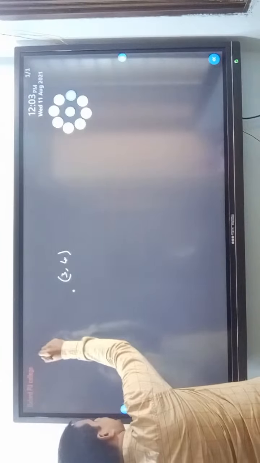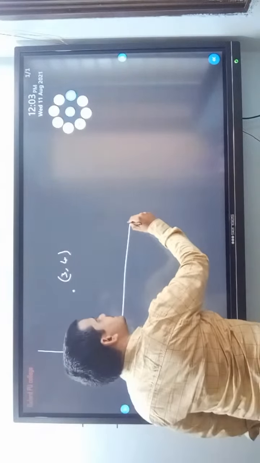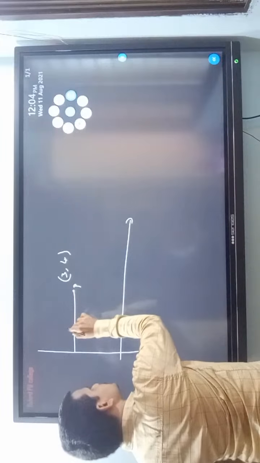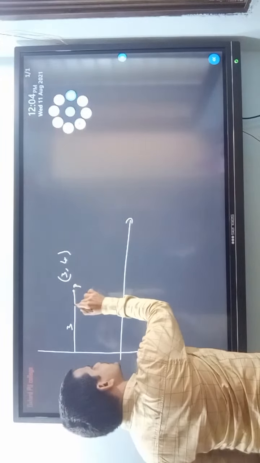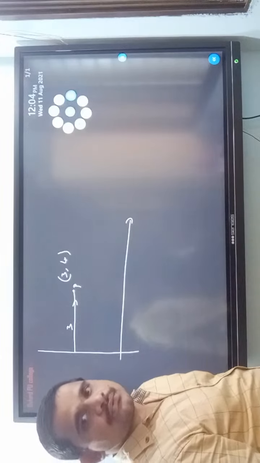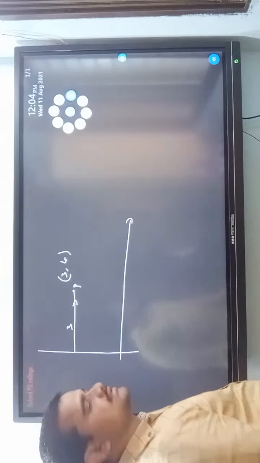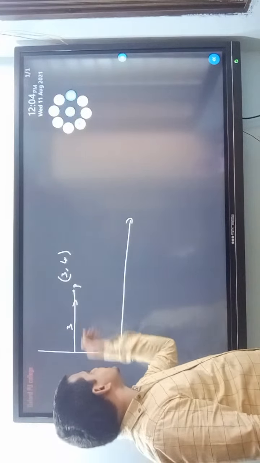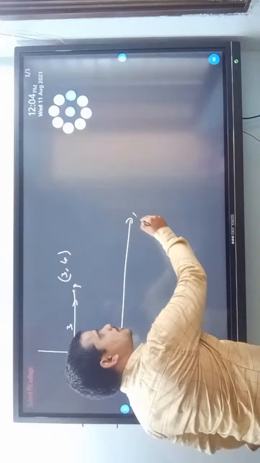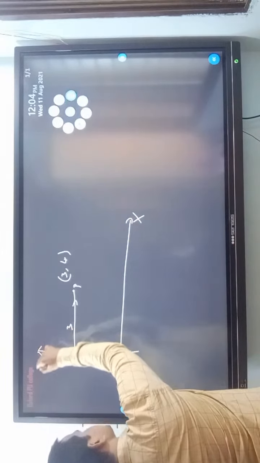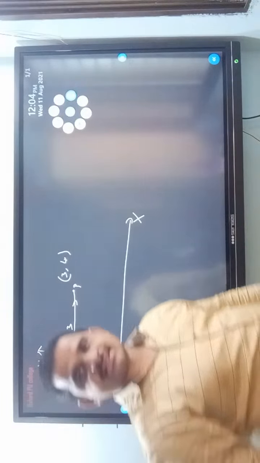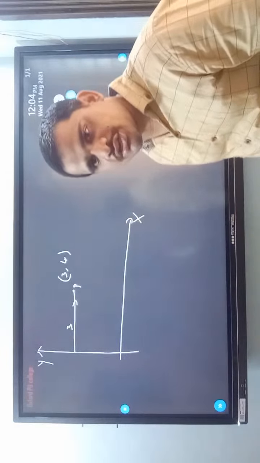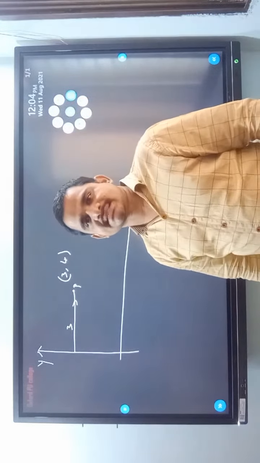Here, I can say the point P is at a distance of 3 meters in the direction of the x-axis. Which direction? In the direction of the x-axis. This is the x-axis we commonly take, and this is the y-axis. So this point is 3 meters in the x-axis direction.